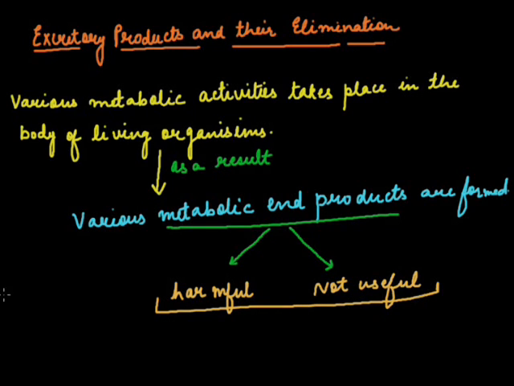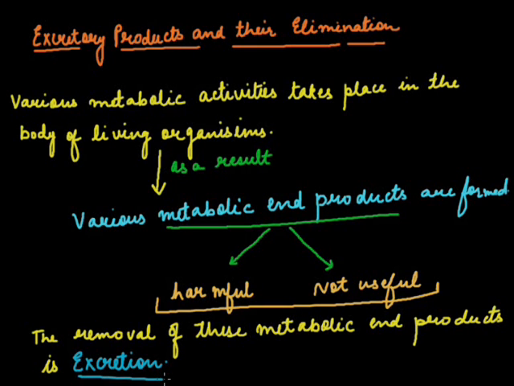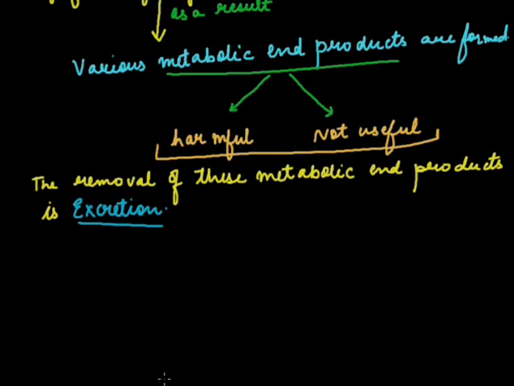The removal of these metabolic end products is excretion, and the system involved in excretion is known as the excretory system. Now, coming on to the types of excretion.